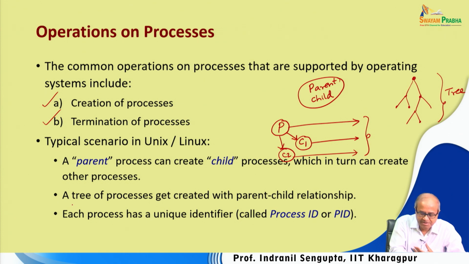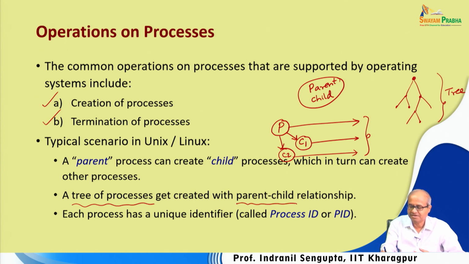So, you create a tree of processes. As you move from top to bottom, you have a parent-child relationship. The initial parent can create a child. When the child creates another child, that child becomes a parent now. Okay? Like that it happens.